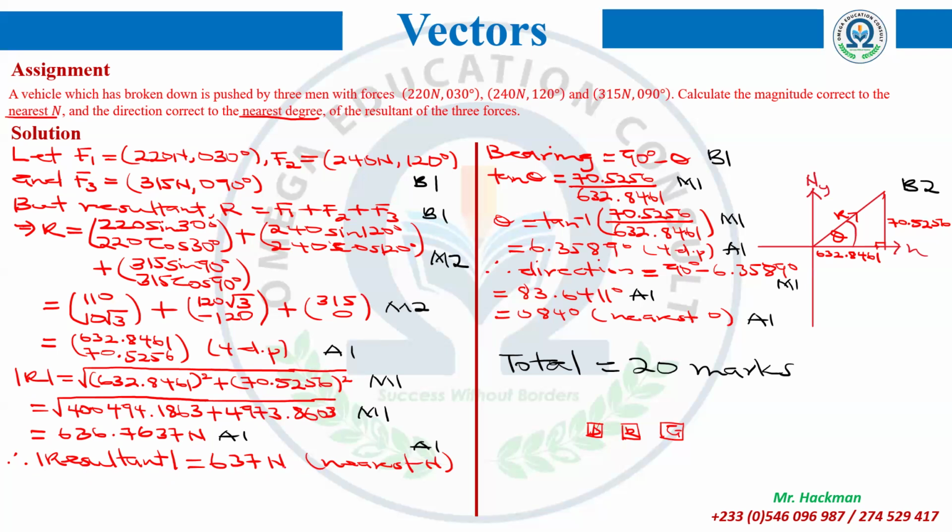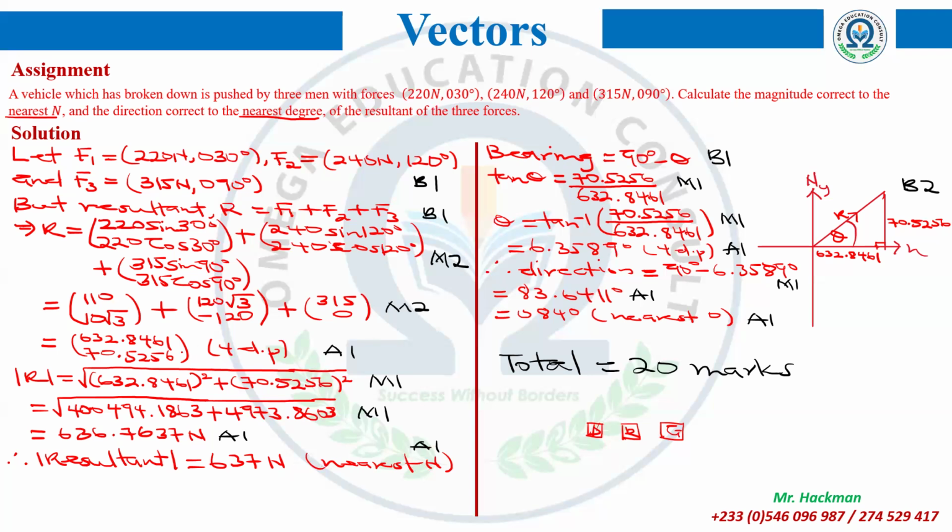And you can see that the question asks you to take it to the nearest what? Whole number, or the nearest newtons. So this one to the nearest newton will give us 6.37, and that's what you have as your newtons. And I indicated my approximation, nearest newtons. Okay, that will be it for the magnitude. Now we are going to the direction, which is the same as the bearing.